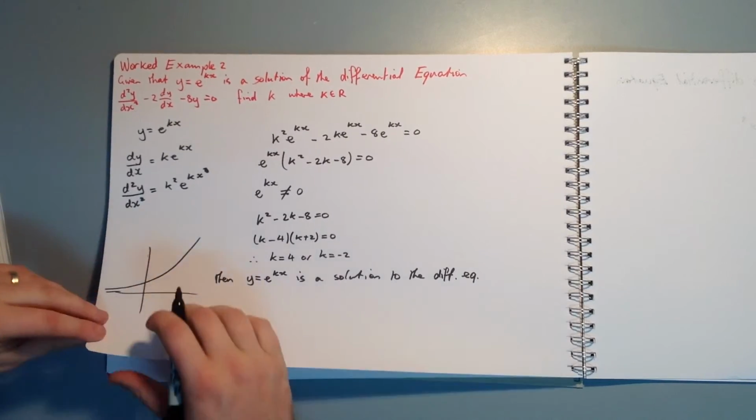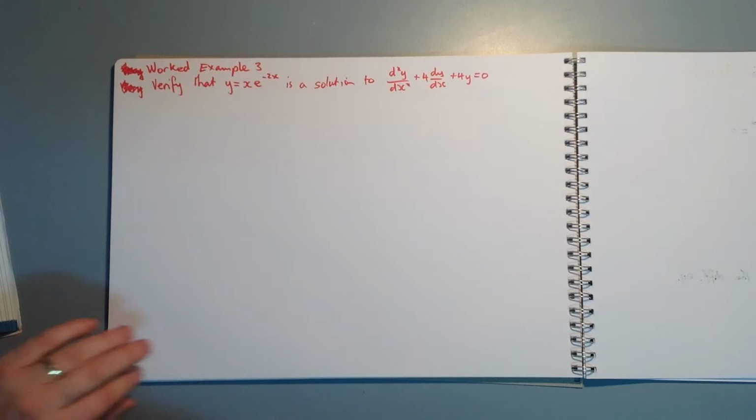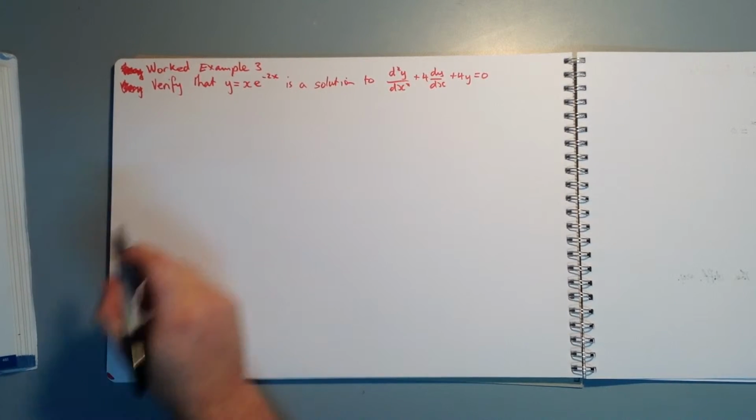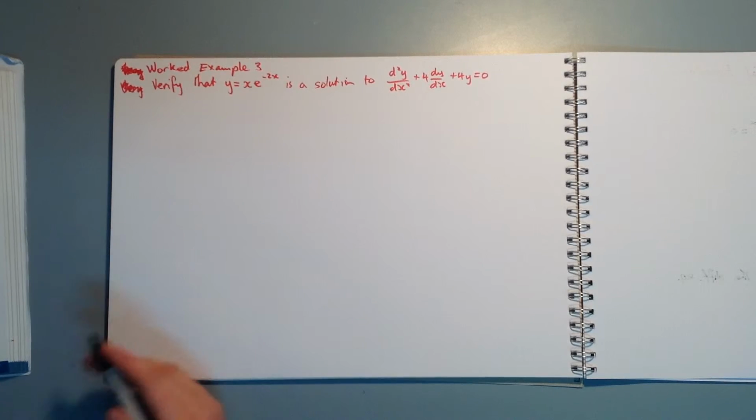Okay, so I've got one more worked example to go. It's worked example 3. We've got to verify that y equals x e to the negative 2x is the solution to d squared y on dx squared plus 4 dy dx plus 4y equals 0. The only thing that's going to be different with this is when we take our derivative, we're going to use the product rule.